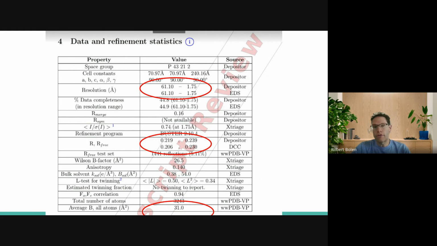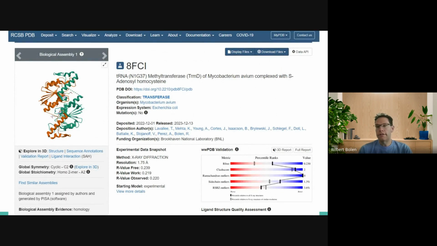And this is actually a structure that was deposited to the PDB. This is TRMD, known as 8FCI, which was deposited back in December of 2023. So once you have all those factors figured out with your structures and you have a good report on your validation, then as a group, the team can deposit it.